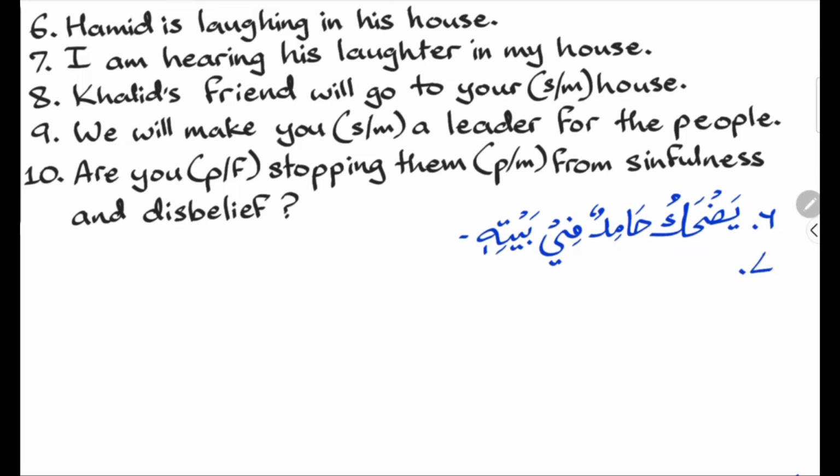Number 7. I am hearing his laughter in my house. I am hearing, that comprises of the fi'l and the maf'ul both. Hear in Arabic is sami'a. Bring sami'a on the wazn of wahid mutakallim, I am doing, which is af'alu, and you get asma'u.